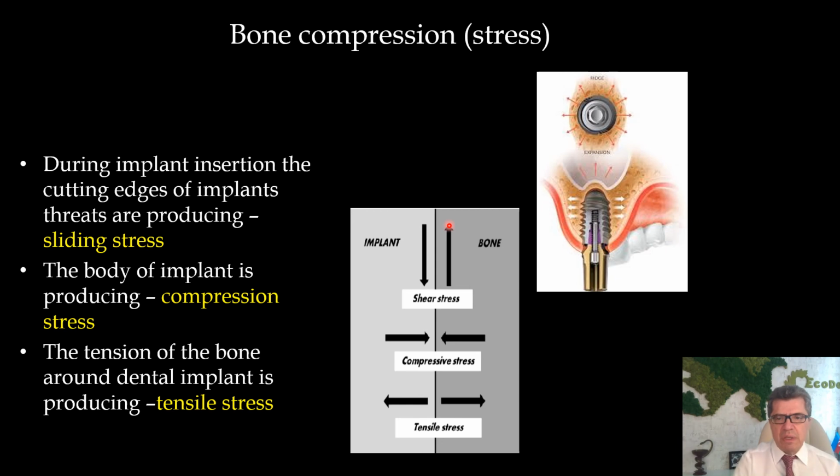Bone compression is the stress in the bone during implant insertion, as the cutting edge of the implant threads produces sliding stress. This is sliding stress. The body of the implant is producing compression stress and tensile stress.